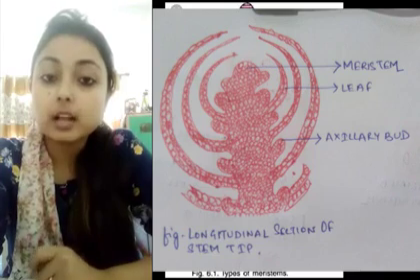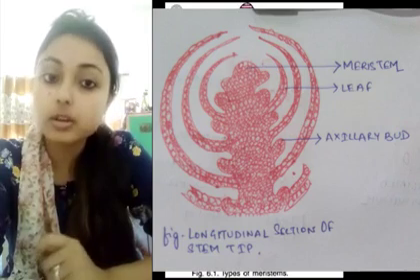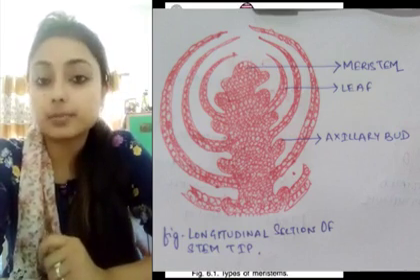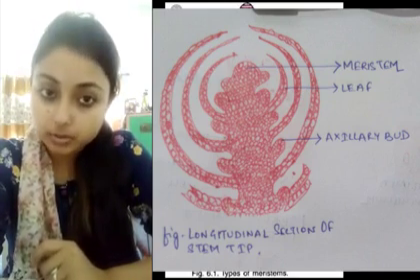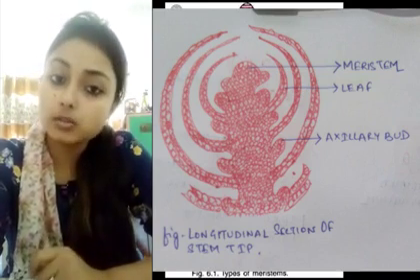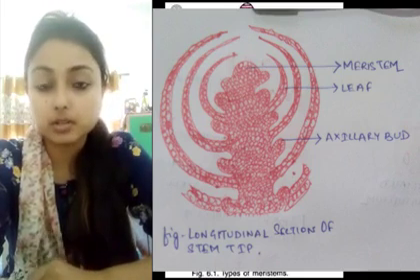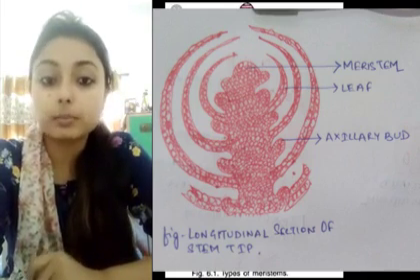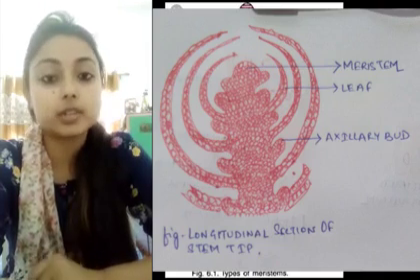Apical tissues are located near the tips of roots and stem, and also in growing young leaves and on the tips of axillary buds. I repeat, apical tissues are located near the tips of roots and stem, also in the growing young leaves and on the tips of axillary buds. Whereas cambium is situated below the bark and is responsible for the increase in the diameter of the stem.